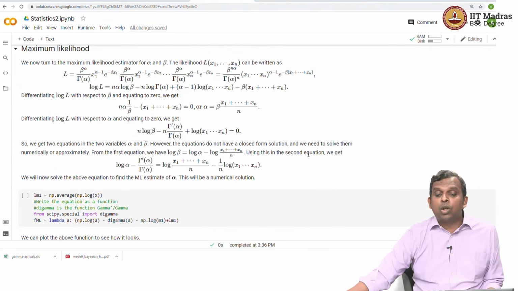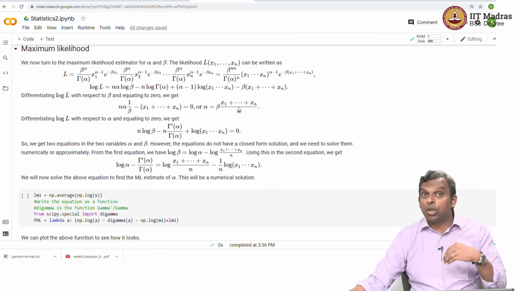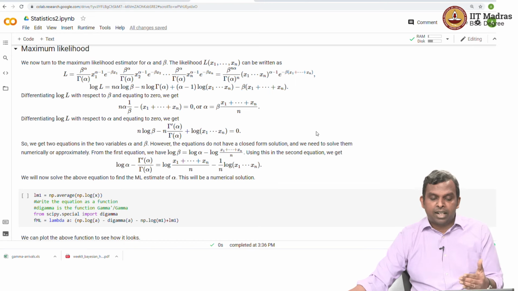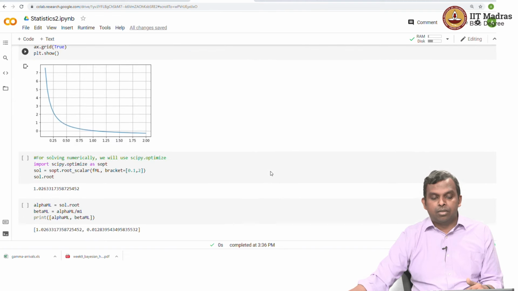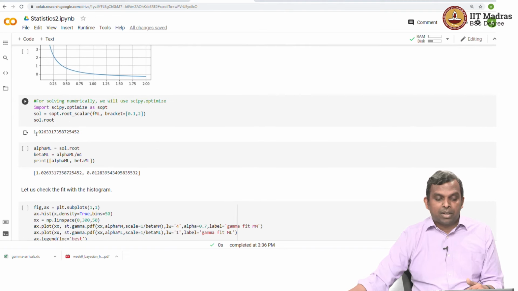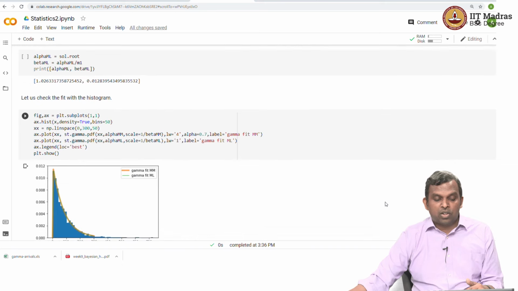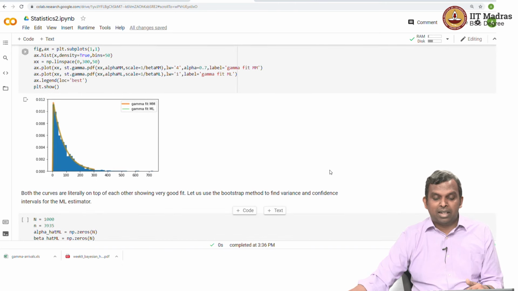So maximum likelihood also can be done. It turns out for the gamma distribution, maximum likelihood is a bit painful. I've described it here. I'm not going to go into detail in the lecture. I will encourage you to look at it. It's possible to numerically solve for the maximum likelihood estimator, and you get 1.026, 0.0128. Okay, so you can also check the fit of the histogram. Both of them are really good. All of these will work out very nicely for you.